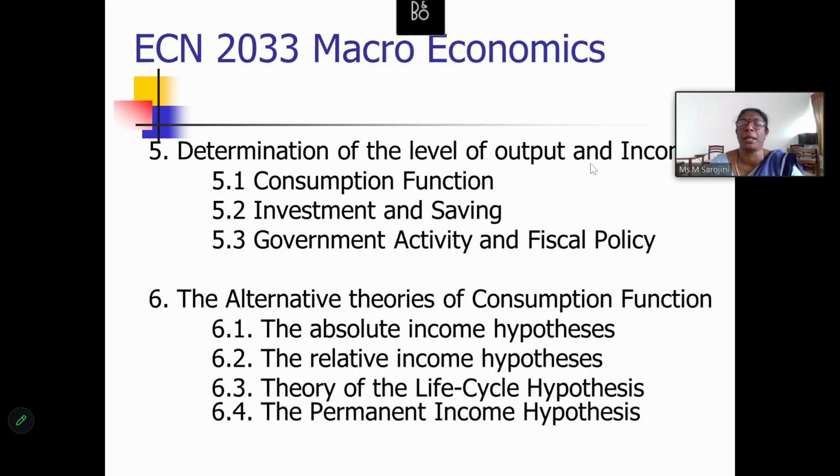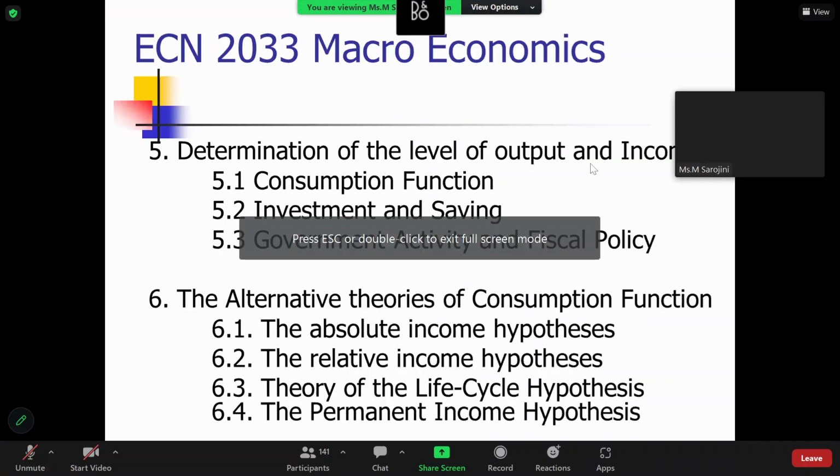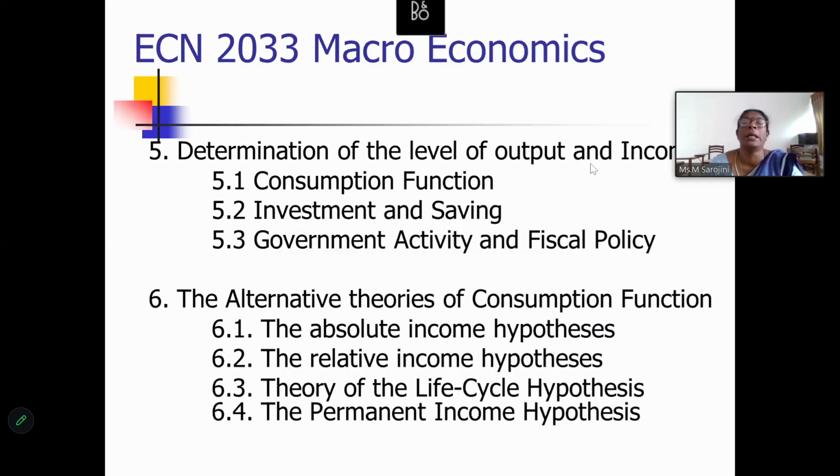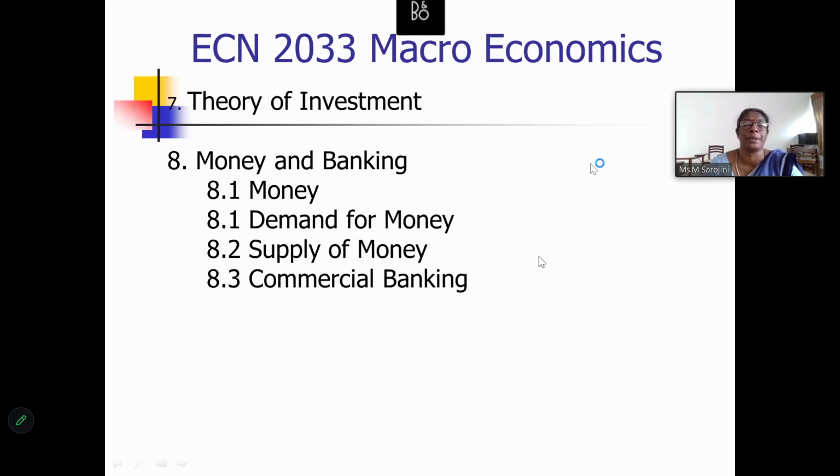And the next one is the alternative theories of consumption function. Under the consumption theories, we have to look at the absolute income hypothesis, relative income hypothesis, theory of life cycle hypothesis, and the permanent income hypothesis. Only about 3 or 4 of these will be considered for our study purposes.